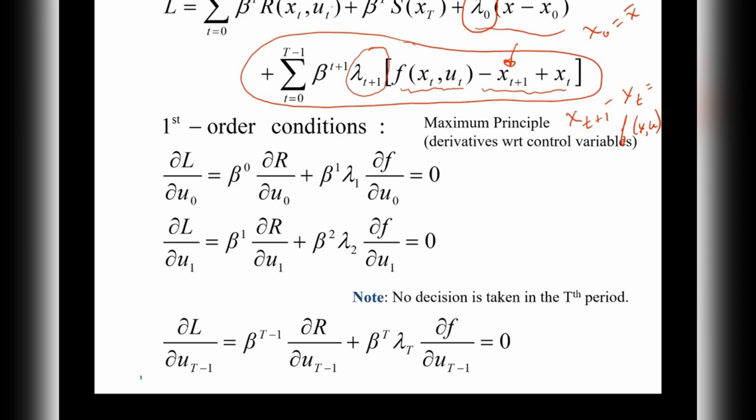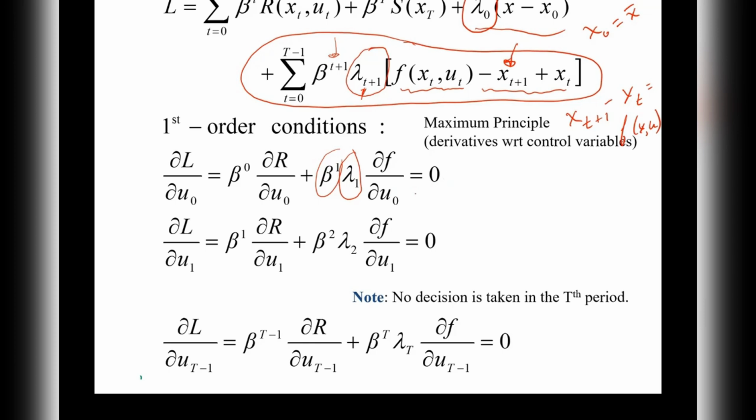So we get beta 0, because remember t is 0, times the partial of r with respect to u0, plus beta 1. The beta 1 comes here, because you put in t equals 0 and you get beta 0 plus 1. You get the beta 1 here, times, and you do the same thing with that lambda, because you've got t equal 0 right there and you've got the 1. So it's a beta 1, a lambda 1 right here. And then the partial of f with regards to u0, and we set that equal to 0.